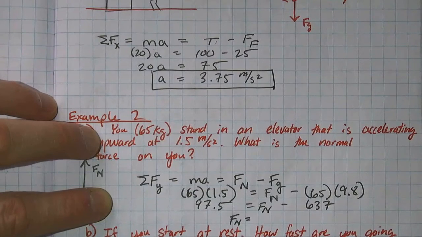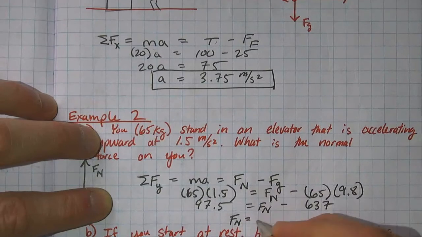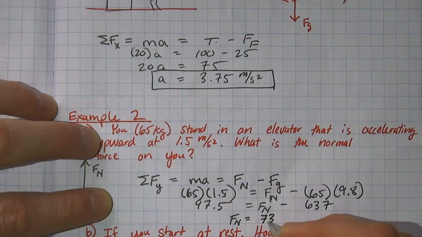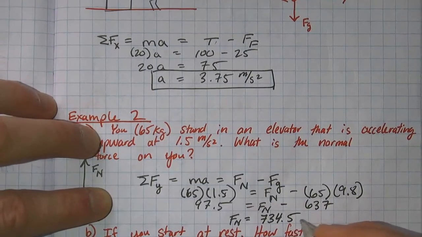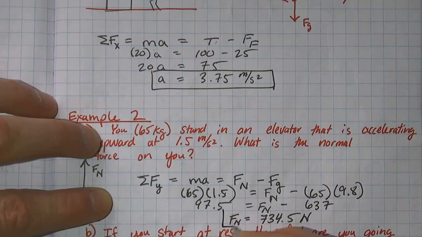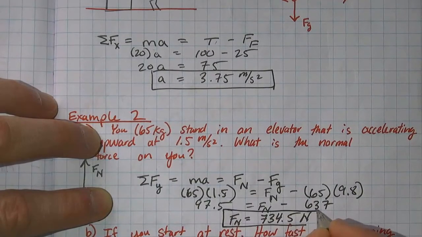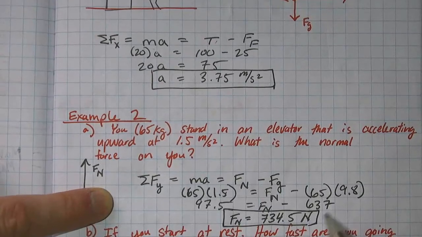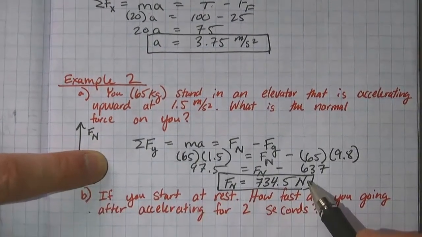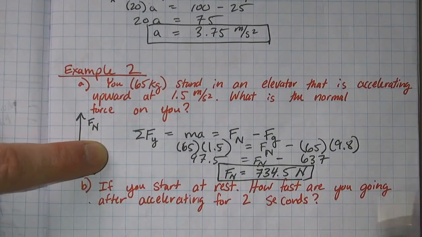You're going to get that normal force is equal to 637 plus 97.5, and you get 734.5 newtons. So note that the normal force is bigger than the force of gravity, right? Force of gravity is 637. Normal force is 734, meaning it's bigger.